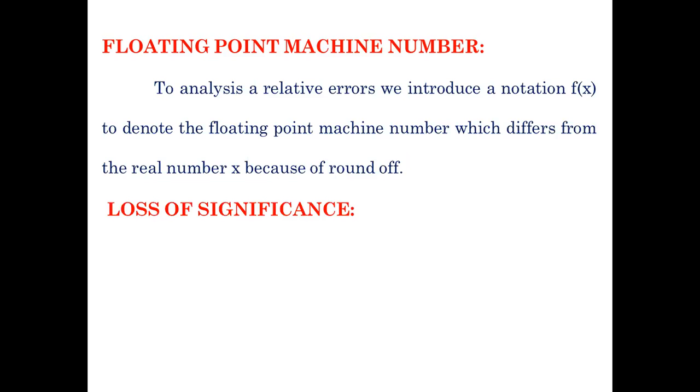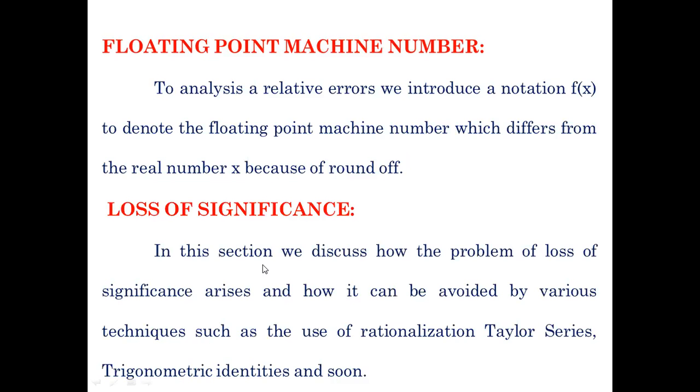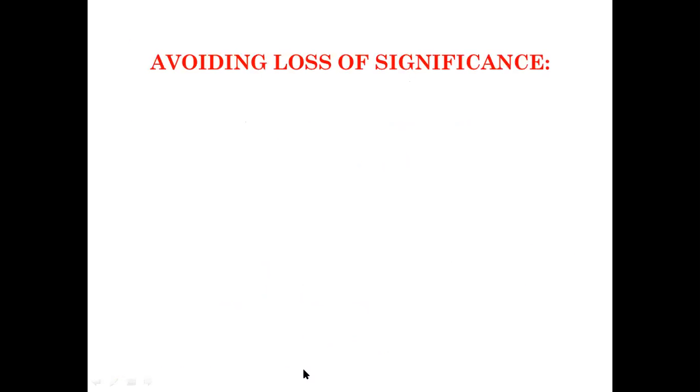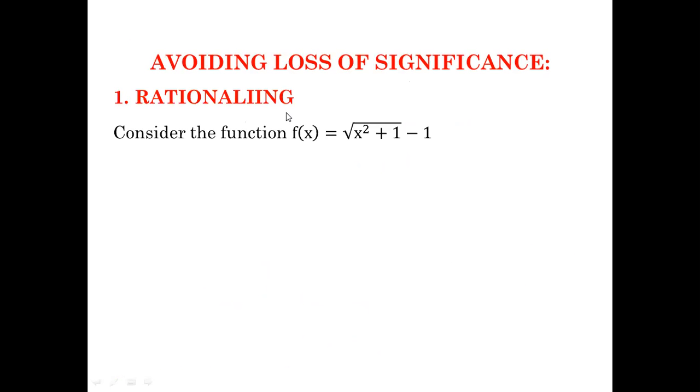Loss of significance. In this section, we discuss how the problem of loss of significance arises and how it can be avoided by various techniques such as the use of rationalization, Taylor series, trigonometric identities, and so on. So, avoiding loss of significance. The first one is rationalization.